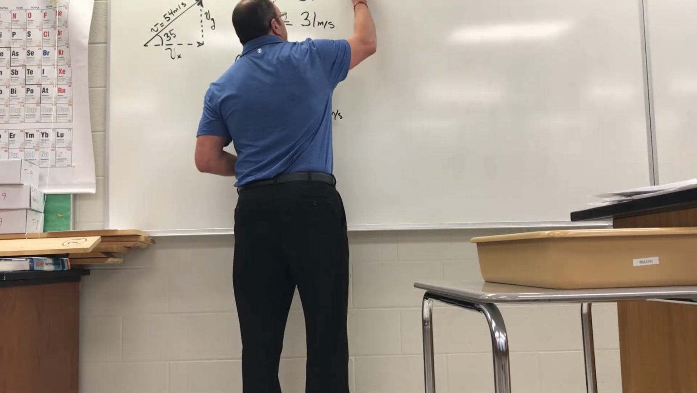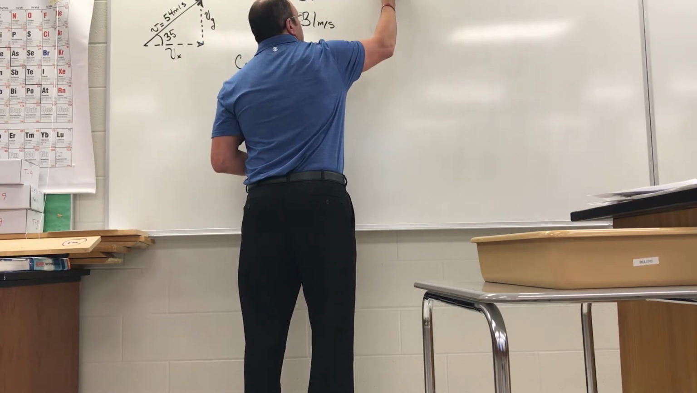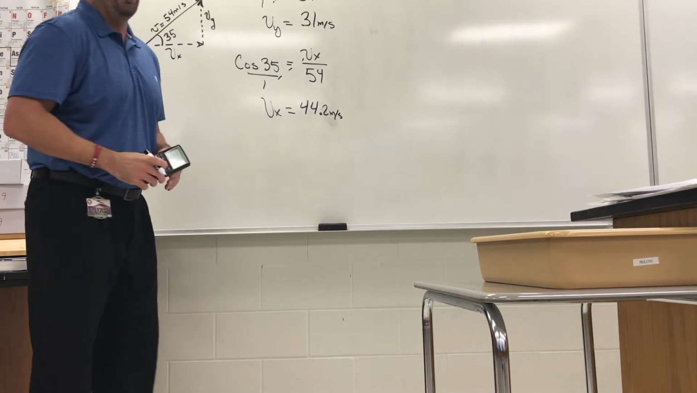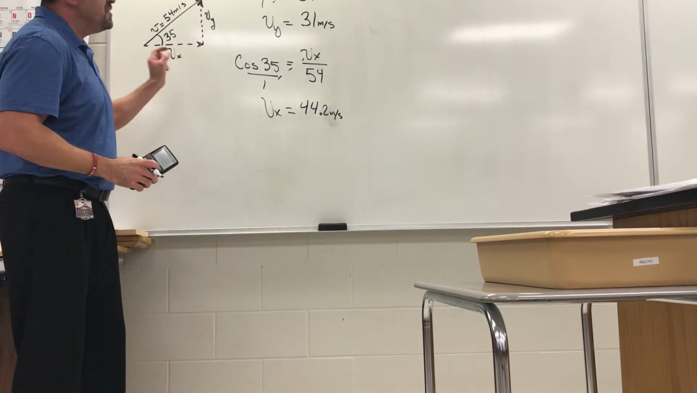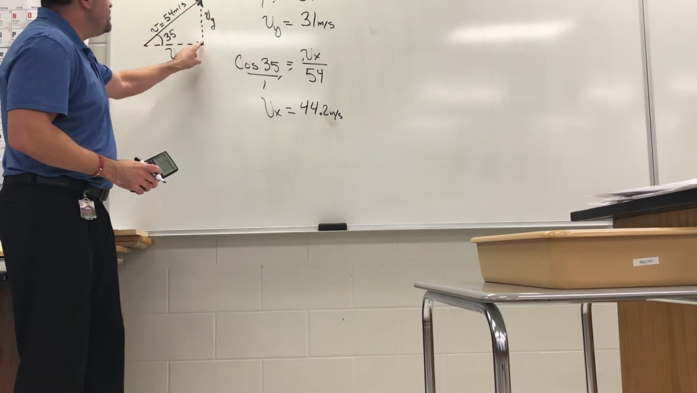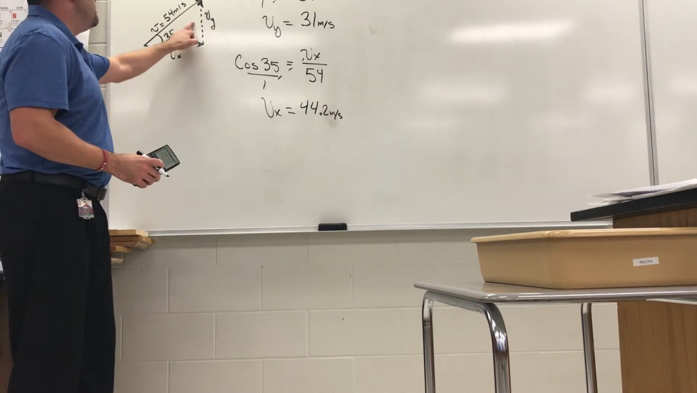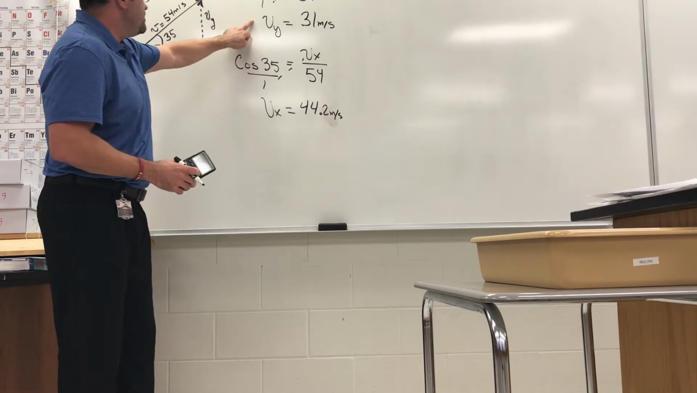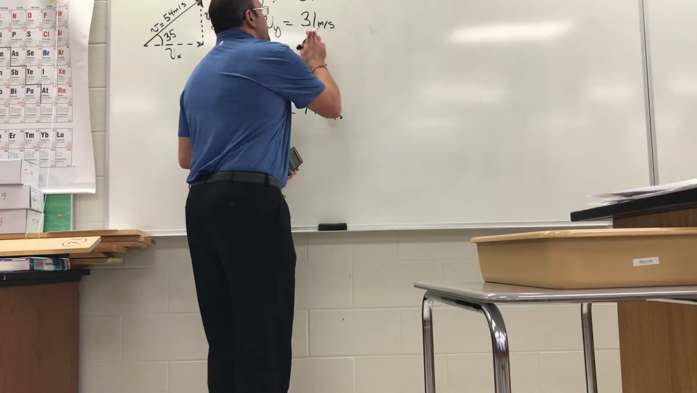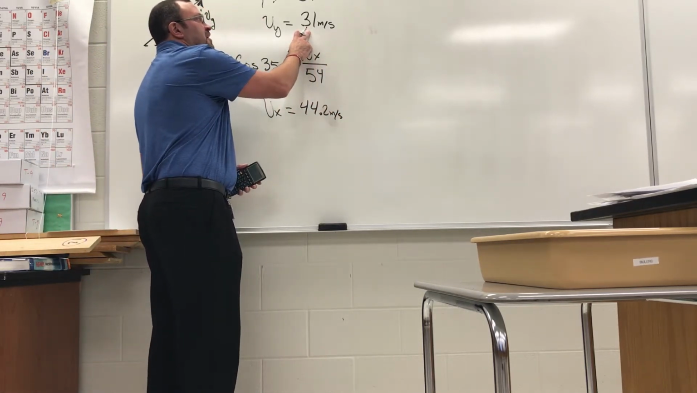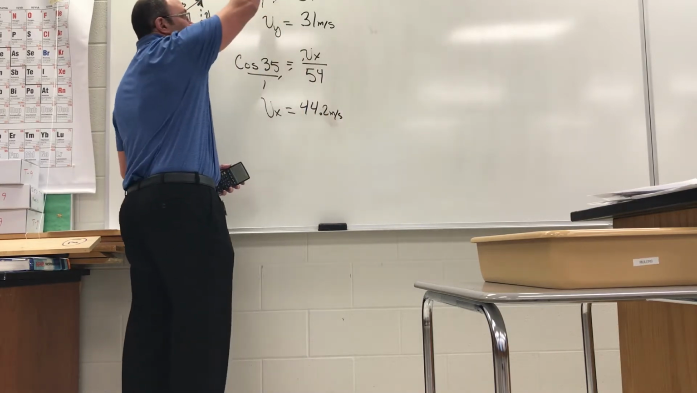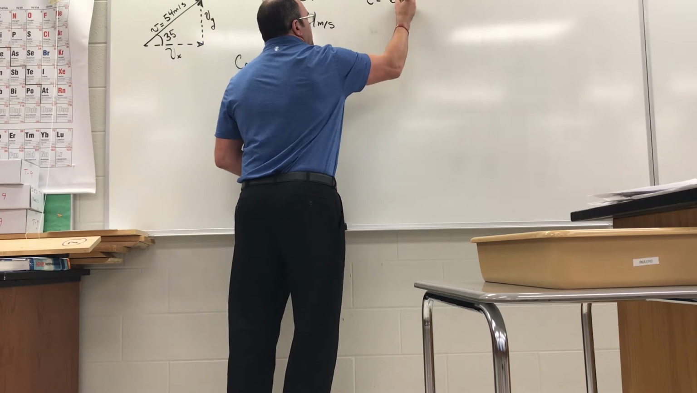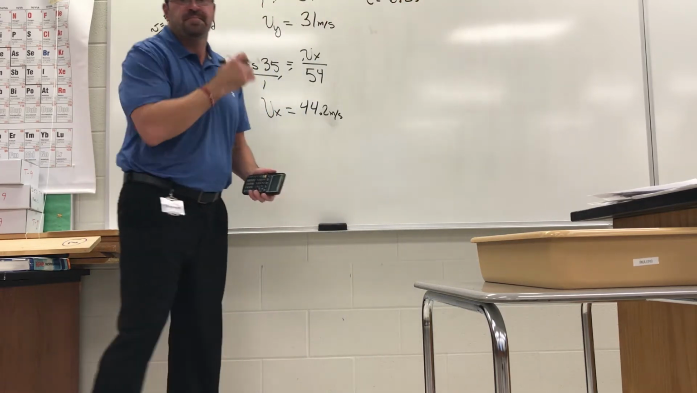How long is it in the air? Time in air. Again, we use the vertical component. If I want to know how long it's going to stay up in the air, I use the up component. That shouldn't be too hard, not the over component. So the upward component is the 31 meters per second. It loses 10 every second, so it should take 3.1 seconds to go up, 3.1 seconds to come down. Total time equal to 6.2 seconds.